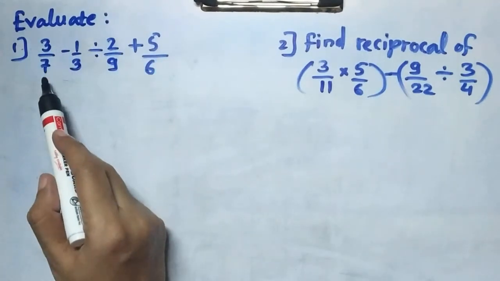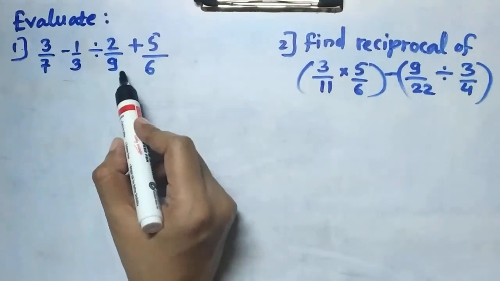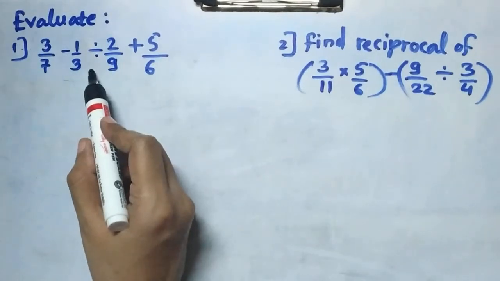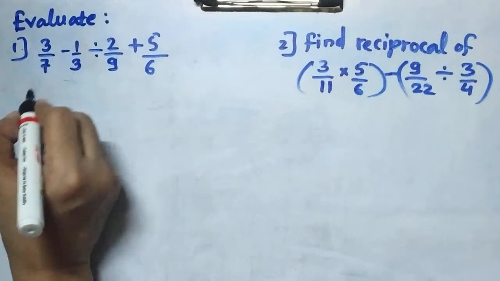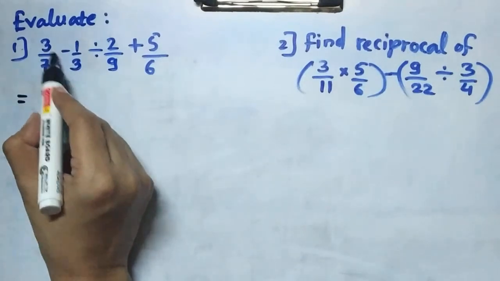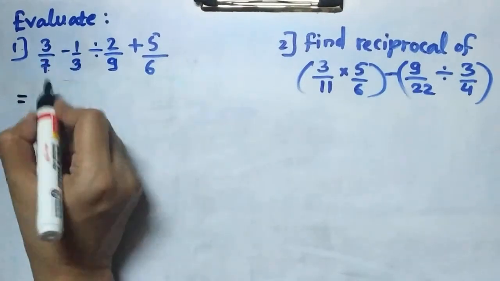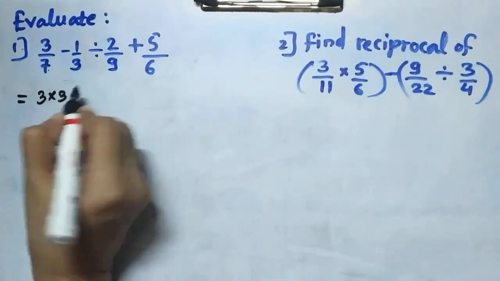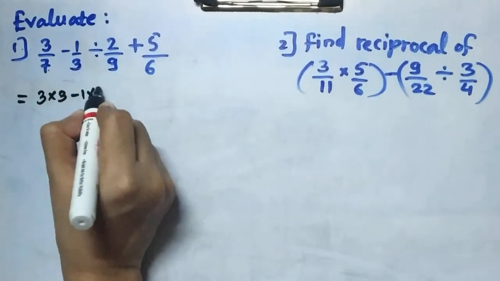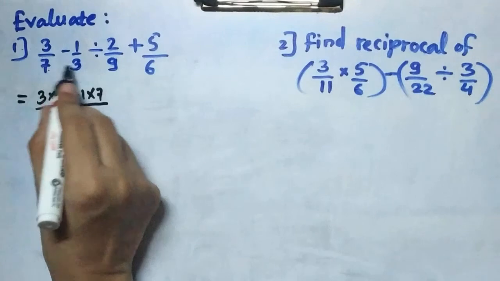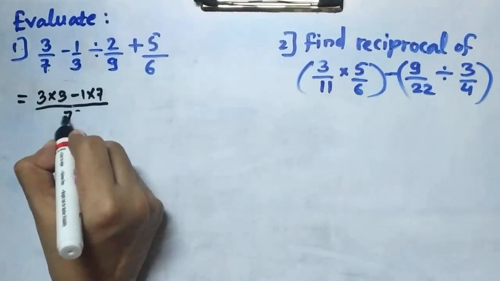Friends, we will need to solve this. First we'll solve this part, then we'll solve this part, and finally we'll perform the division. Let's start. Here you can cross multiply. 3 times 3 is 9, minus 1 times 7, and in the denominator you multiply 7 times 3, which is 21.